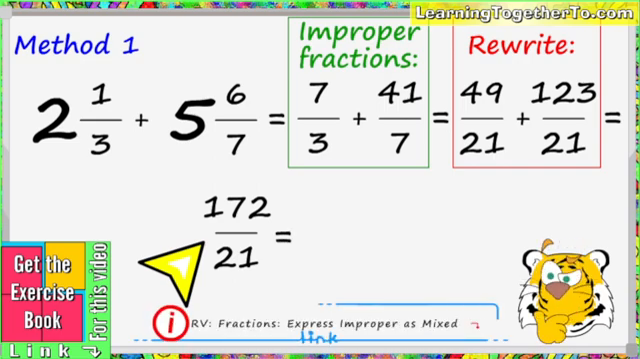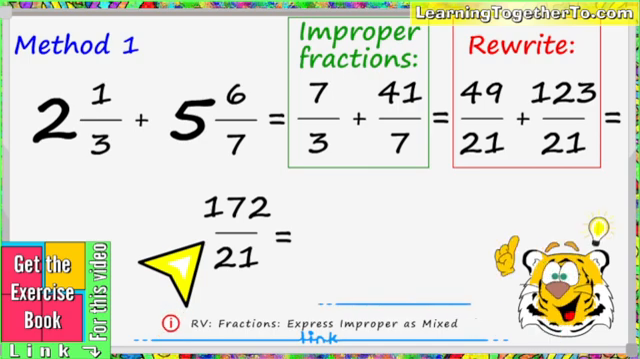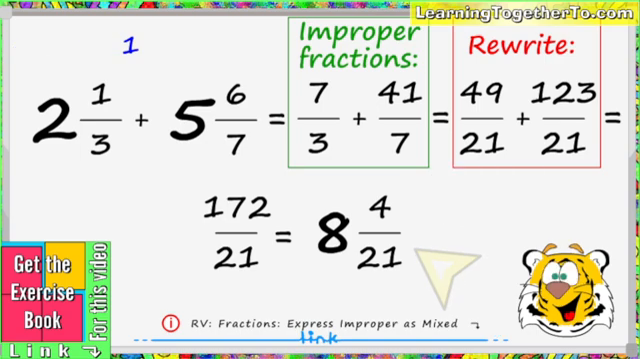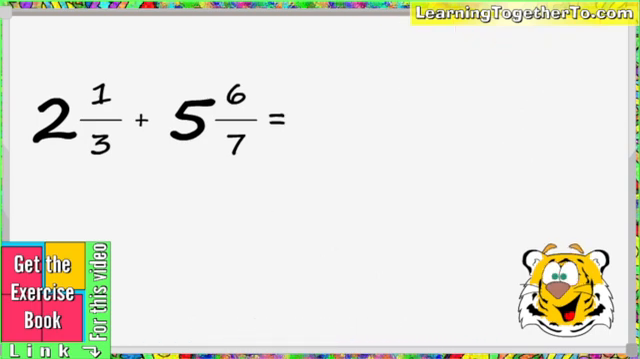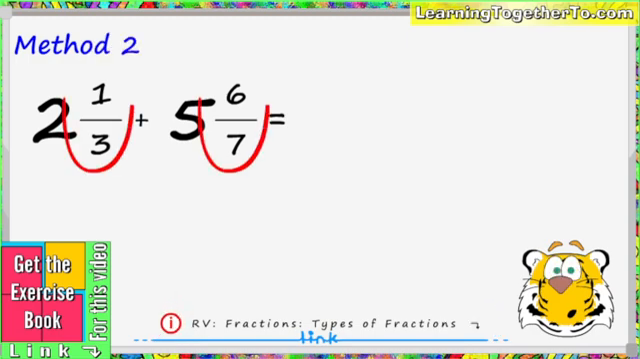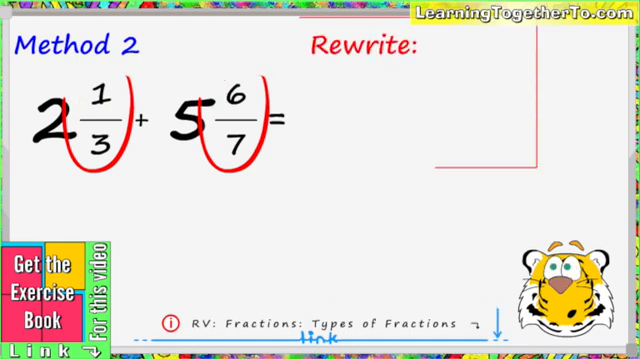172 21st expressed as a mixed fraction is 8 and 4 21st. Excellent, Tim. Let's try solving it with the second method. Tim, let's now use method 2, where we'll be working mainly with the proper fractions. The denominators are different, so we need to rewrite the statement.